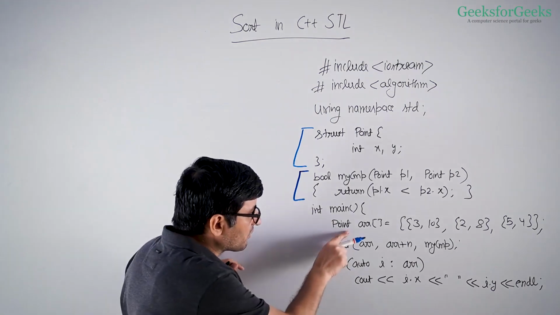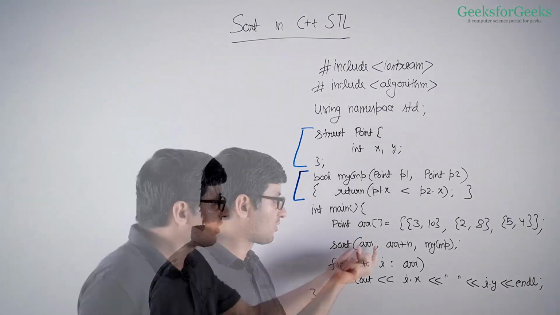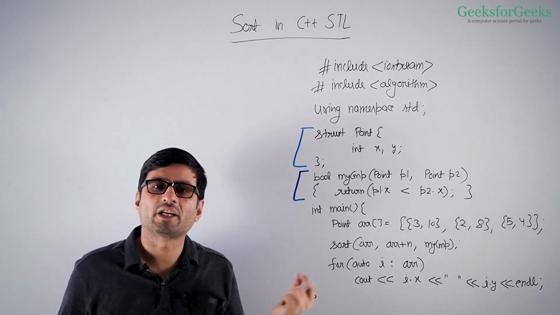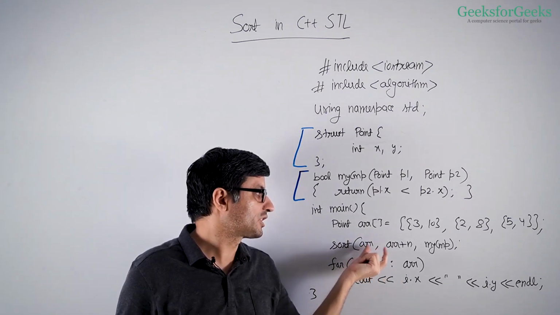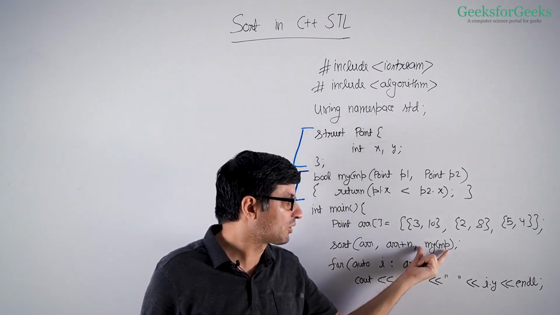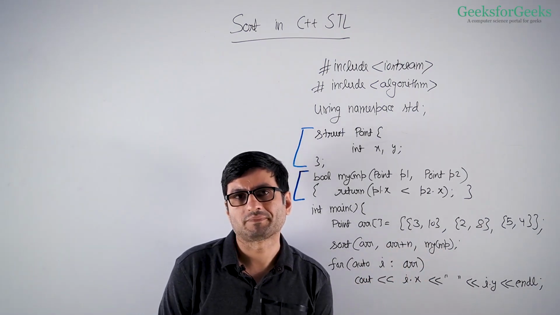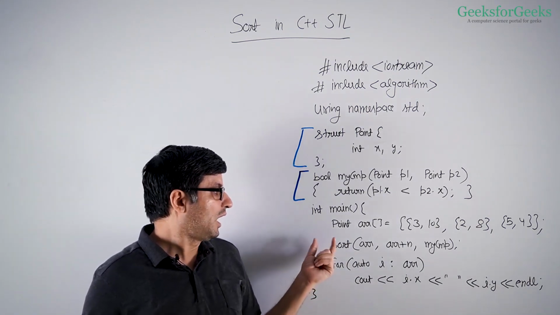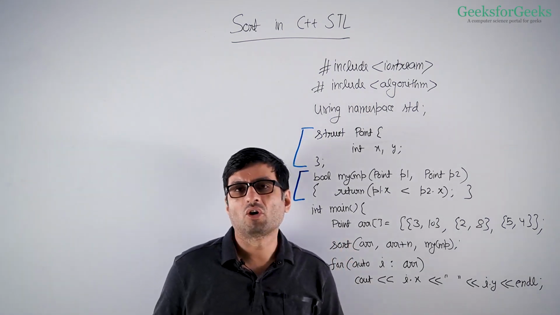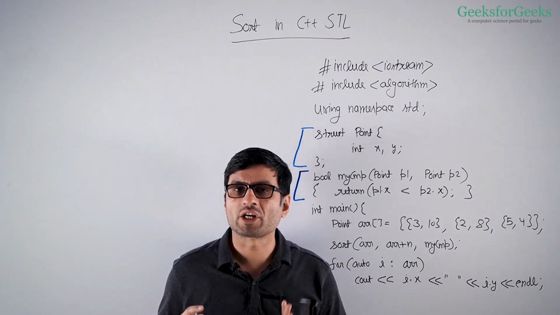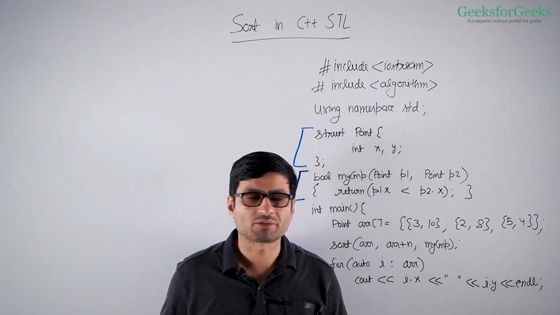So we create an array of this structure and now we call the sort function using the same parameters, array and array plus n, the address of the first element and the address of an element beyond the last element, and we pass our own comparison function as the third parameter. After sorting, all the elements of this array will be sorted according to increasing order of x value.